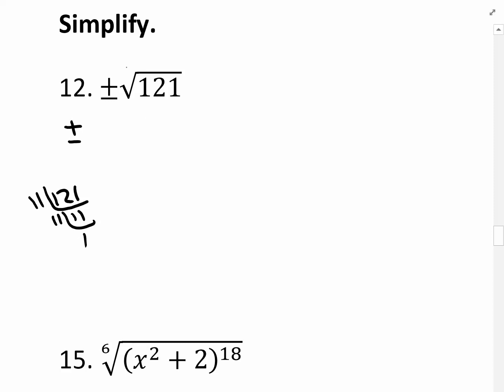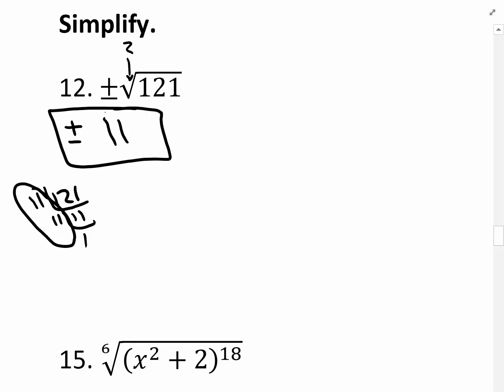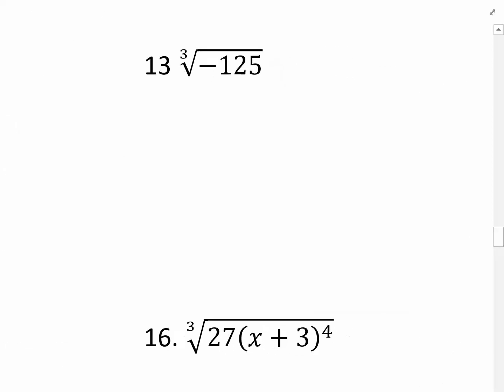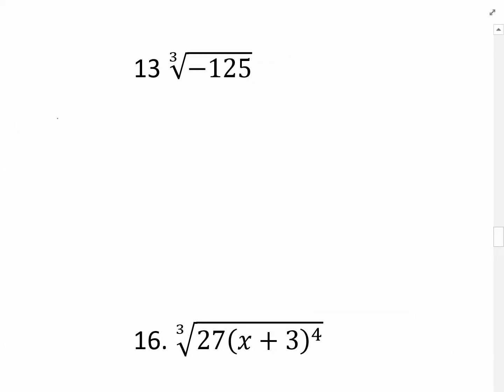So because it's a square root, that means there's an invisible 2 in the corner. So that means I need 2 of something to get out. 2 11s, so 1 11 gets out. And I'm done, that's my final answer. You have to pay attention to the number that's in the corner of the radical. All right, next one, same thing, hedge.